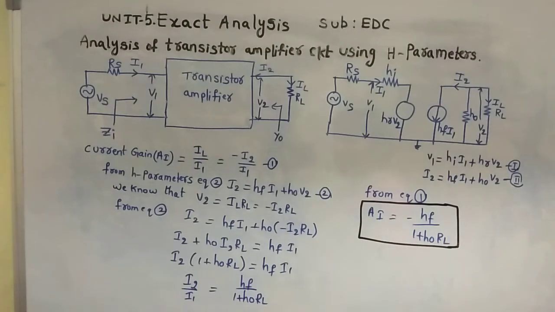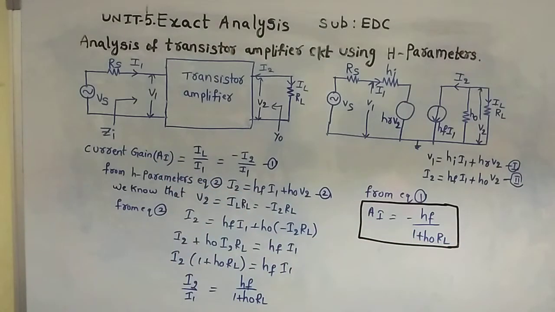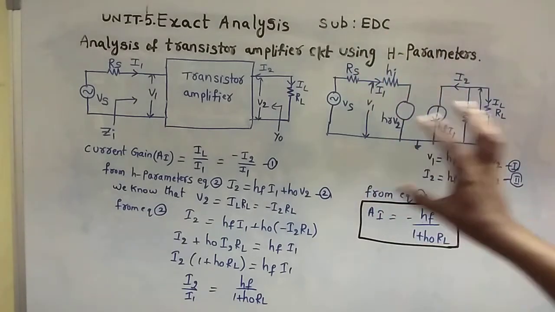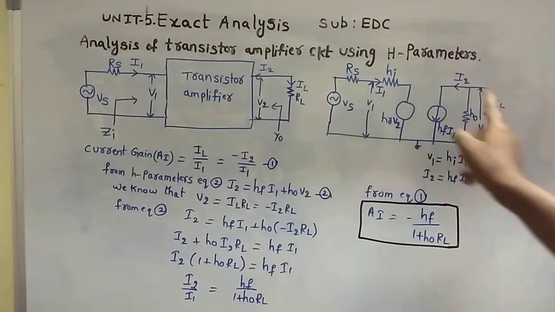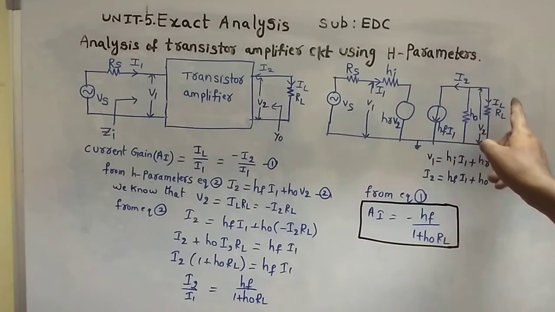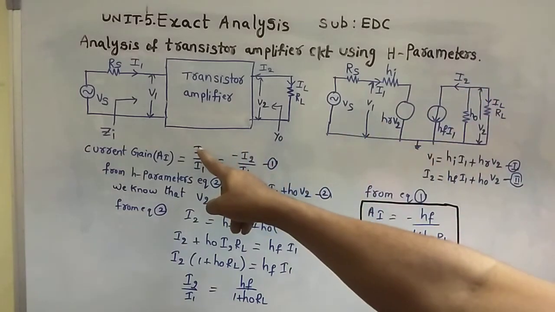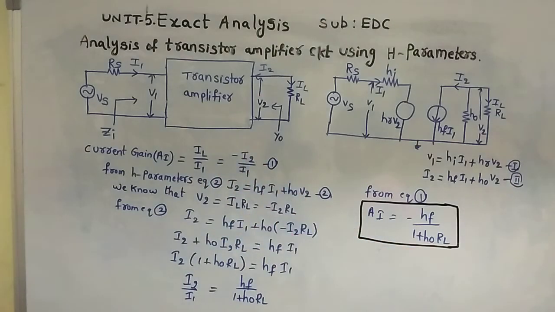Let us take current gain first. The current gain AI is equal to output current by input current. In this overall circuit, the output current is IL and the input current is I1, so AI = IL by I1. We know that IL and I2 are equal but in opposite directions, that is why IL = -I2. Substituting IL as -I2 and keeping I1 as is, AI = -I2 by I1. Let us take that as the current gain formula, equation 1.